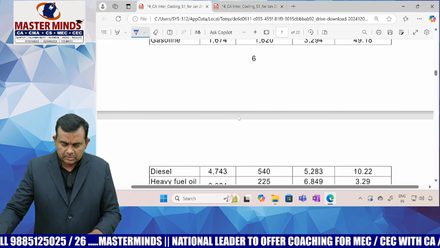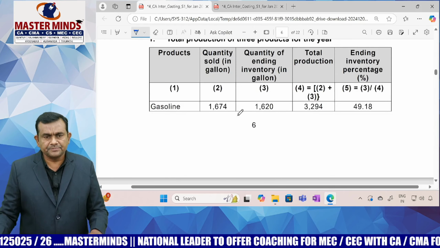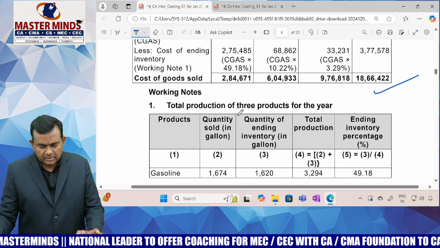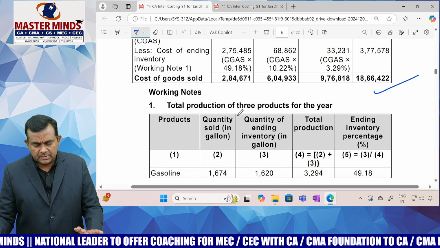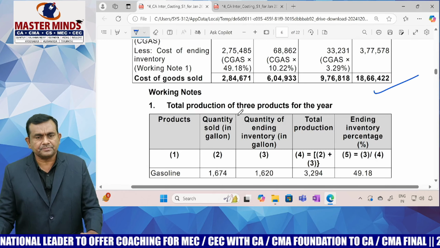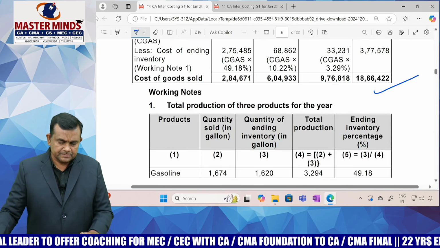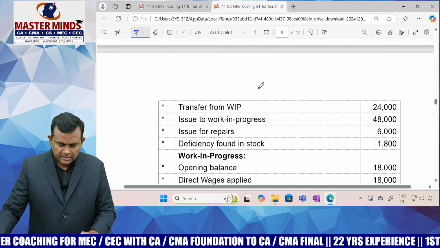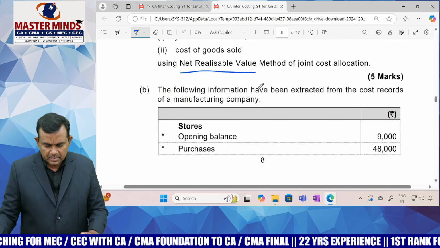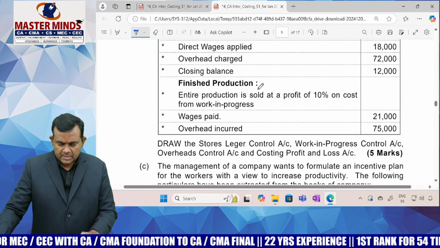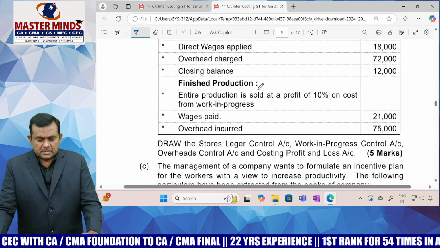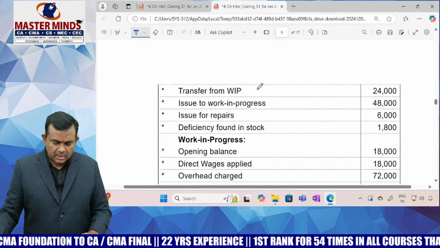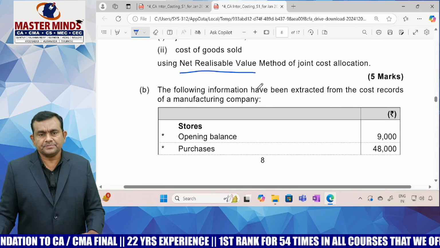Okay. So how to calculate production volume, sir? Simple. Sales in quantity plus closing stock minus opening stock, then we'll get production. Right. Next question, B bit, sir. This is cost accounting systems. So this is a non-integrated accounting system, sir.